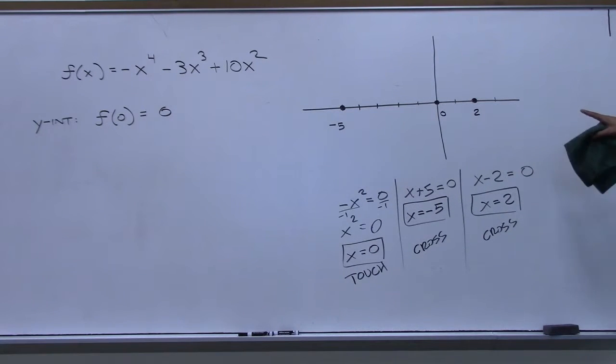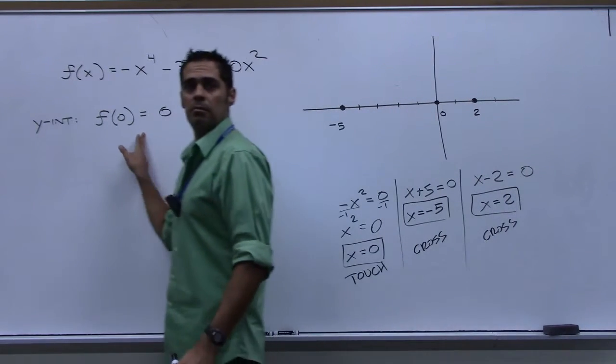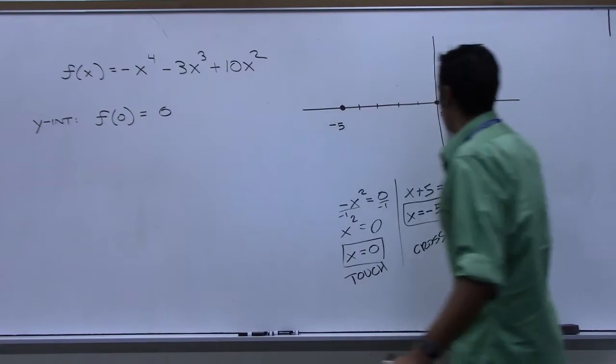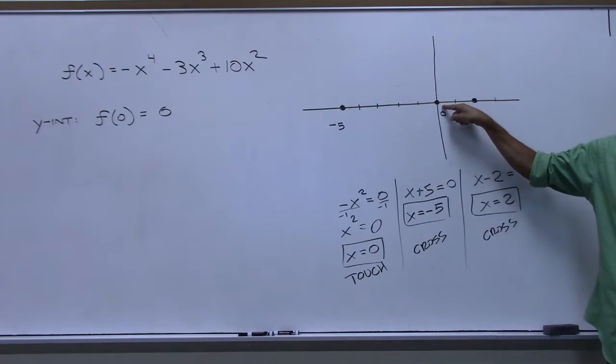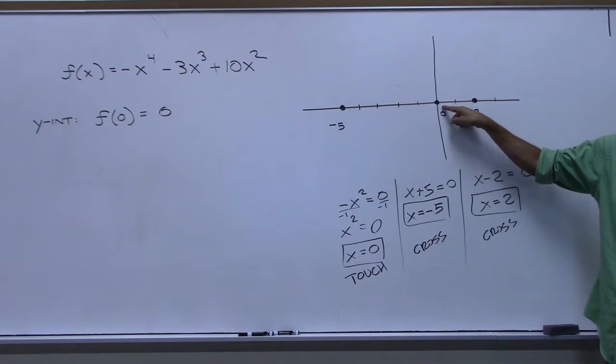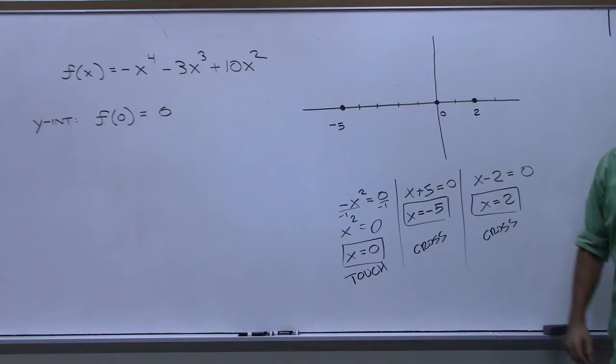I know those points lie on my graph. Also, I have a y-intercept, don't I? But my y-intercept is actually right here, isn't it? It just happens to turn out to also be an x-intercept. It may not always be this way, but in this problem it is. What should be the next thing I do in the drawing of this?